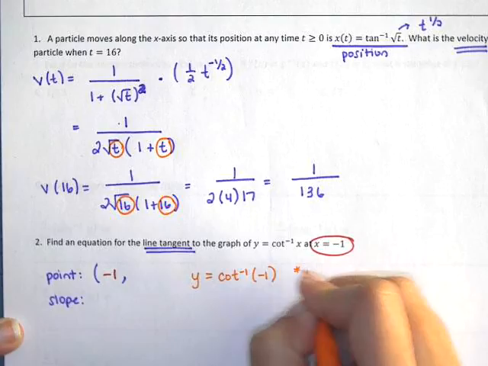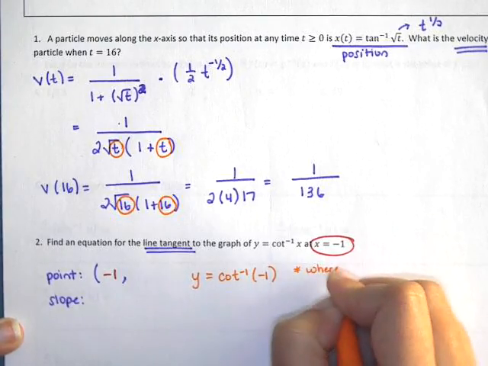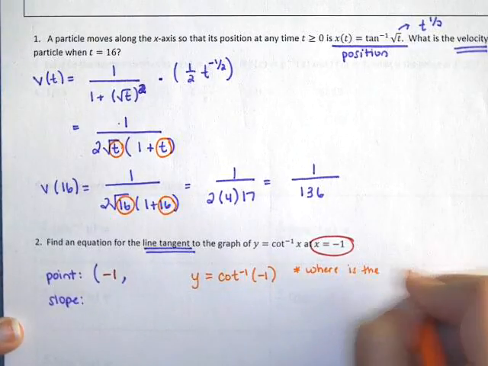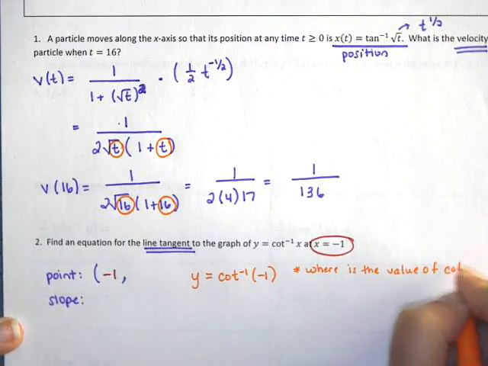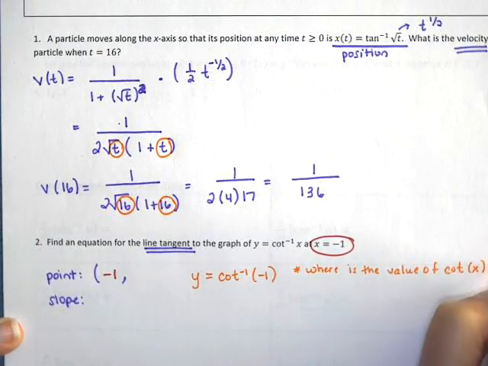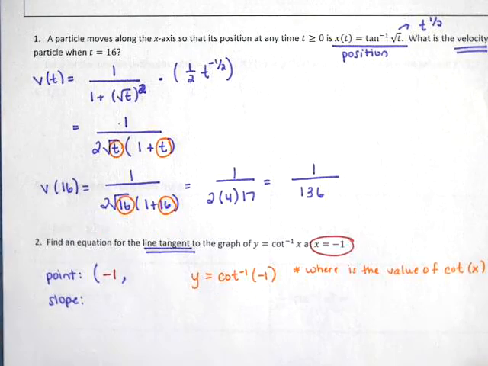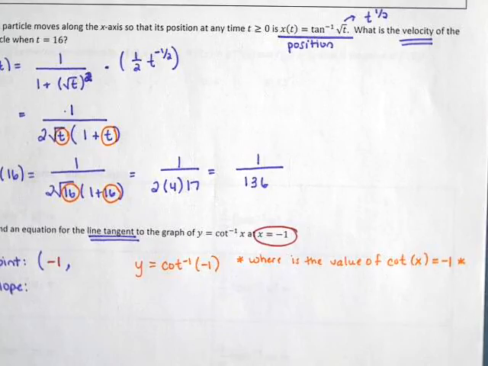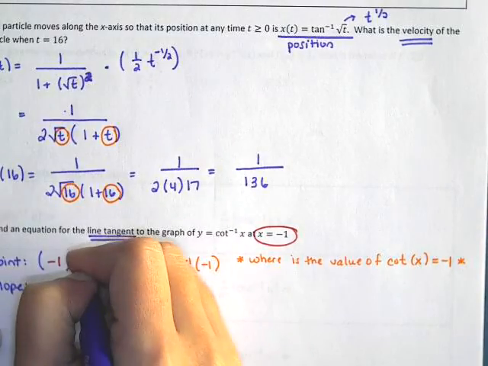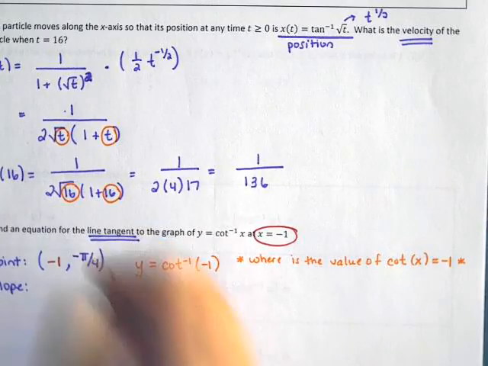What this really means is, where is the value of cotangent equal to -1? That's what I'm trying to figure out. Where is the value of cotangent equal to -1? So, because of the way that the unit circle works, I know that the place where cotangent is -1 would be negative pi over 4.